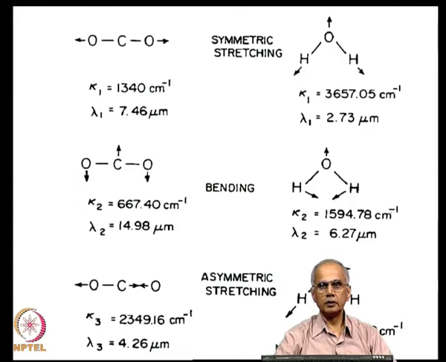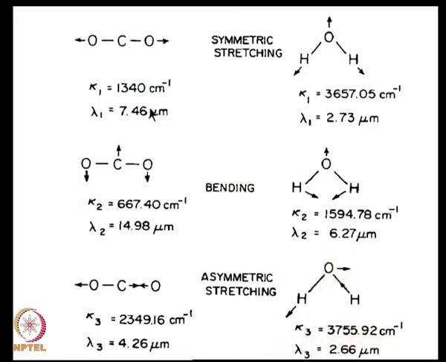For all these modes, you can identify a wavelength. For example, for carbon dioxide, there are absorption bands at 7.5 micron, 15 micron and 4.3 micron. For water vapor, there are absorption bands due to symmetric stretching at 2.7 micron, bending at 6.3 micron, and asymmetric stretching, in which molecules move in different direction, at 2.66 micron.